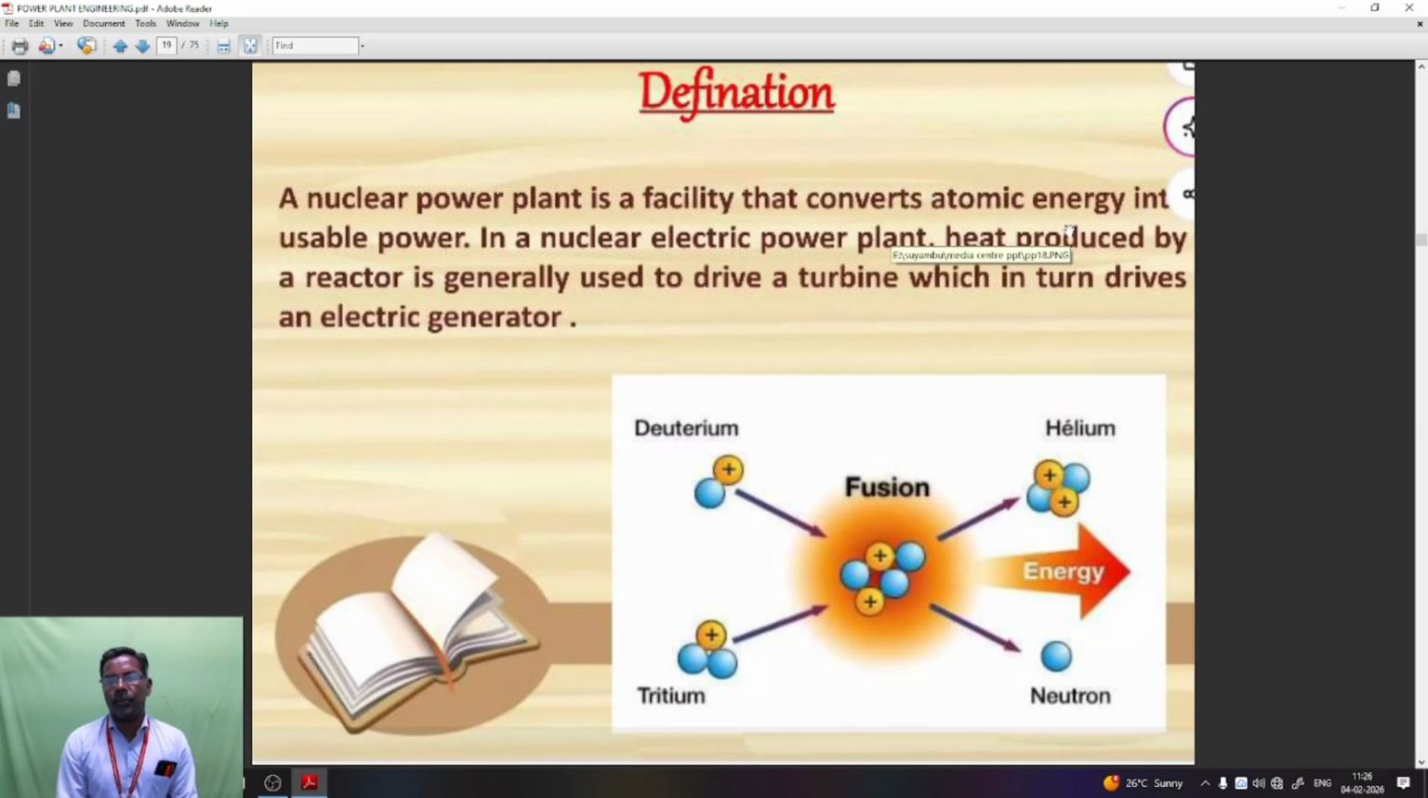This is fusion reaction. Two light atoms, that is deuterium and tritium, combine to form helium and energy, and finally produce a neutron.